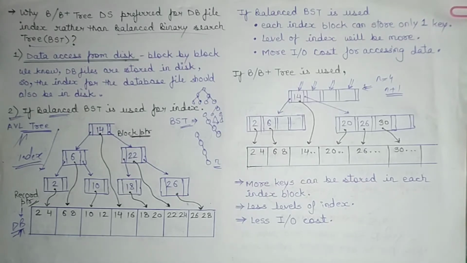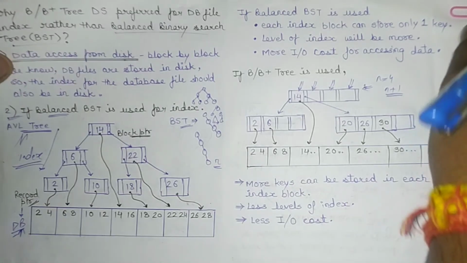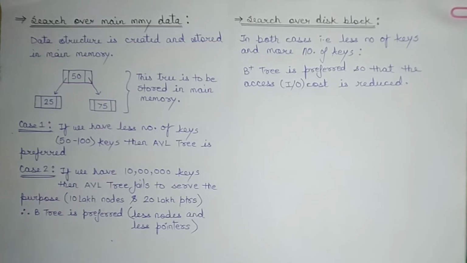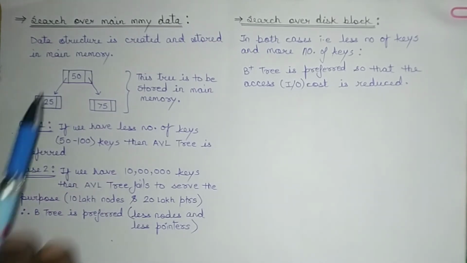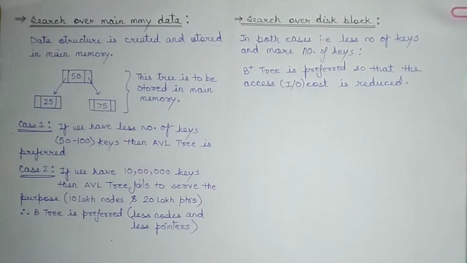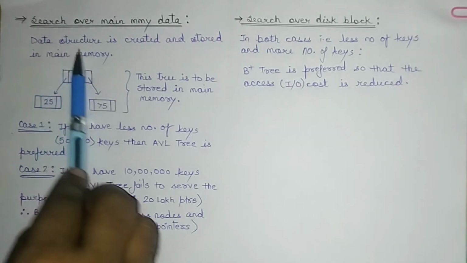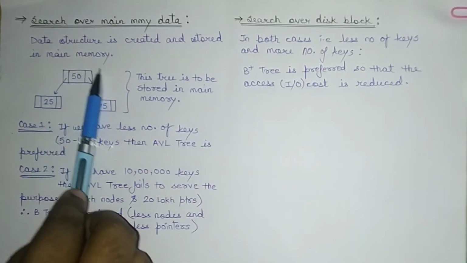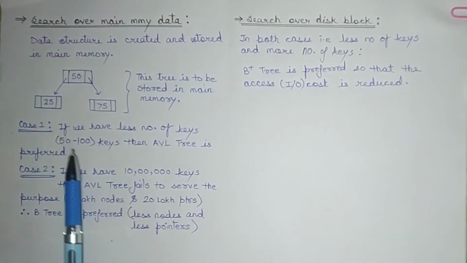Now there is one important thing that you need to consider, which is the kind of memory that we are using, right? So the first thing is, if we are trying to perform our search over main memory data, right? What is the main memory data? RAM. Whatever data is stored in RAM is considered as the main memory data. So the data structure is created and stored in the main memory only. Let us say that this is a particular tree which is stored in the main memory.